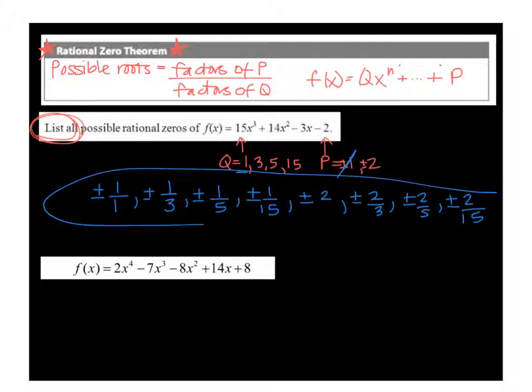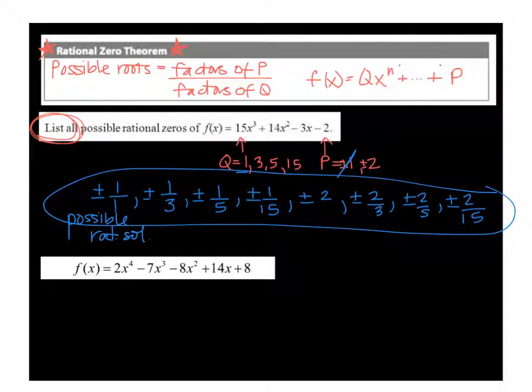Now, notice those are not solutions. You probably want to label in your notes that these are possible rational solutions. It doesn't even make sense that they would all be solutions because this problem has a degree of 3, so only 3 of those could be solutions. But just think kind of big picture. If you didn't have a calculator, that's why this theorem is so super helpful, because it gives you some numbers to try to start.